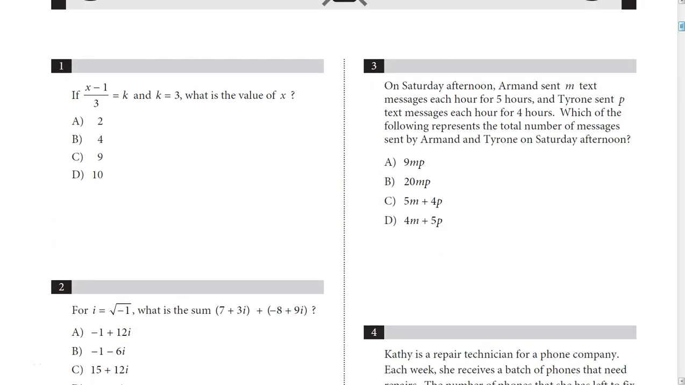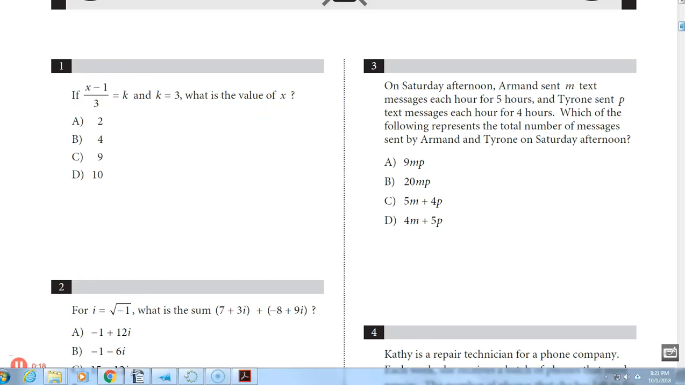Number 3 here, on Saturday afternoon, Armand sent M text messages each hour for 5 hours. Tyrone sent P text messages each hour for 4 hours. Which of the following represents the total number of messages? So total normally means I'm going to add, so that's kind of a keyword that helps me out. So I know I'm going to be adding.